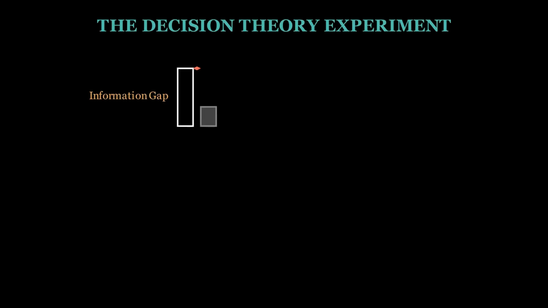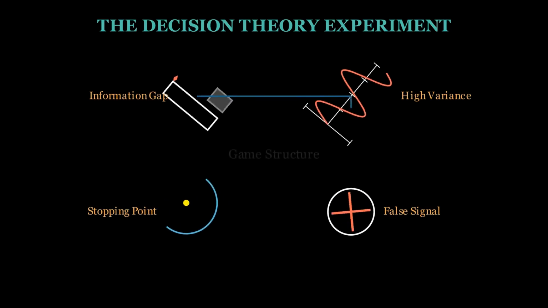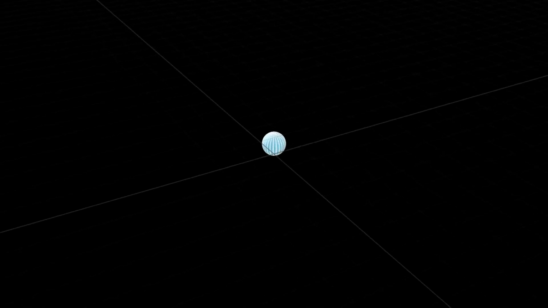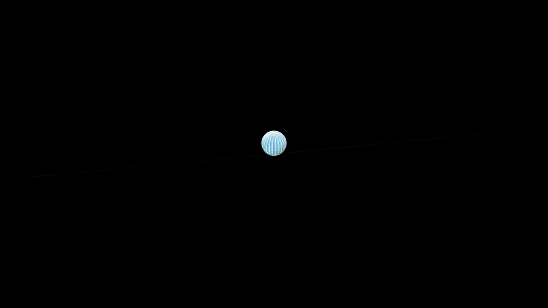Information asymmetry makes decisions difficult. Variance pressures the trailing player. False signals alter probabilities. And the decision of when to stop is the part that is never taught. In a game like this, the right decision doesn't always save you. Sometimes, the structure truly leaves you with no choice.